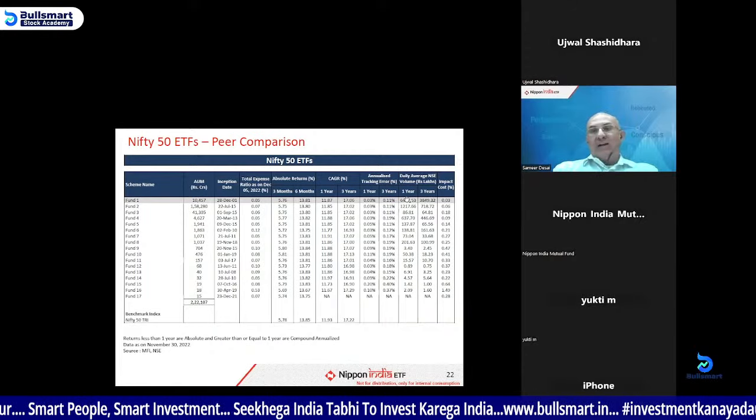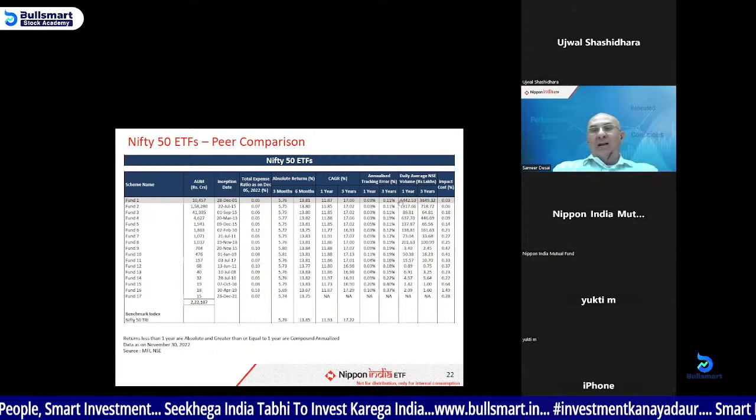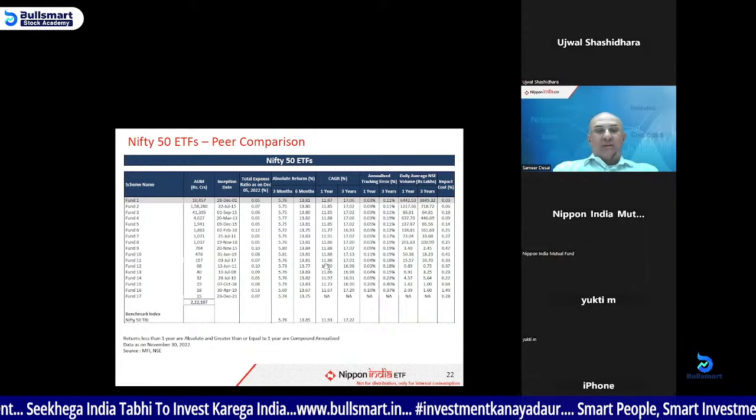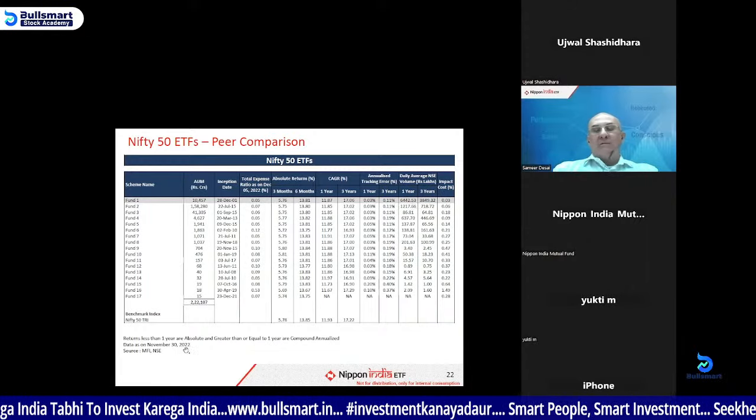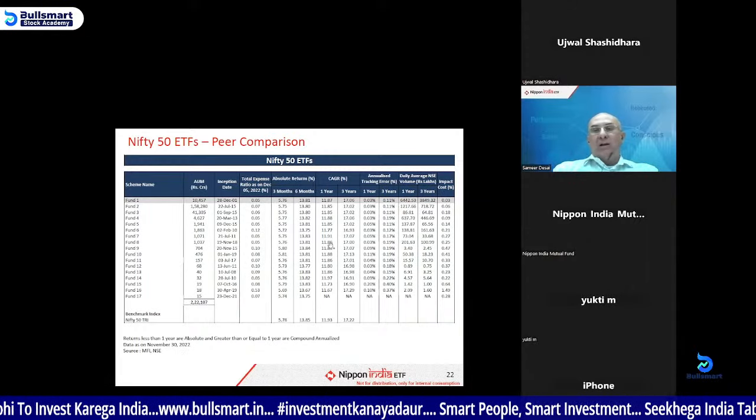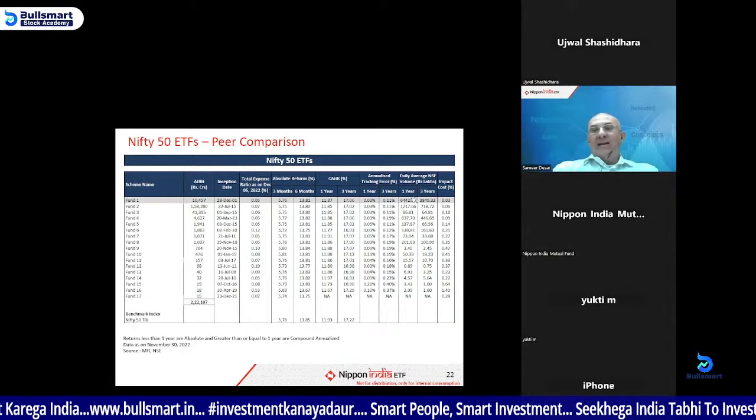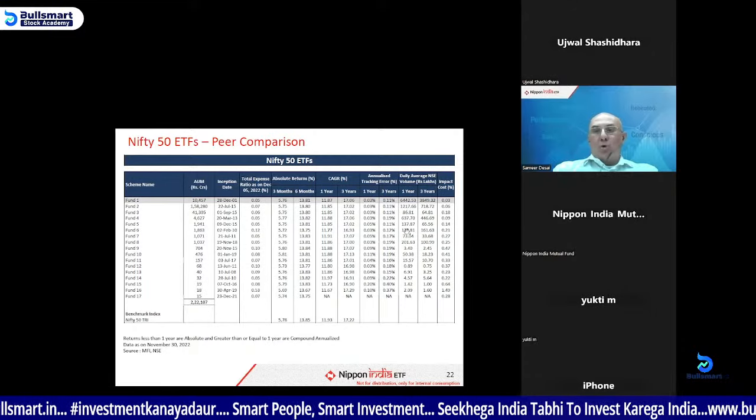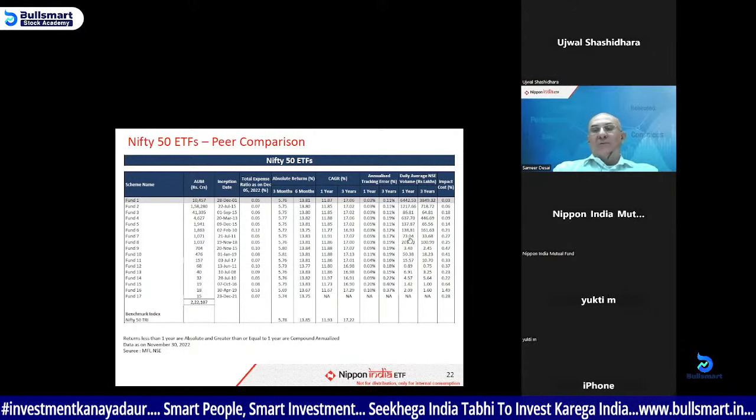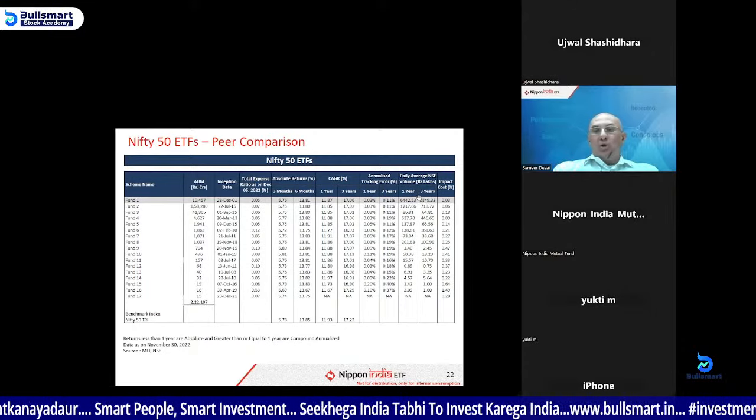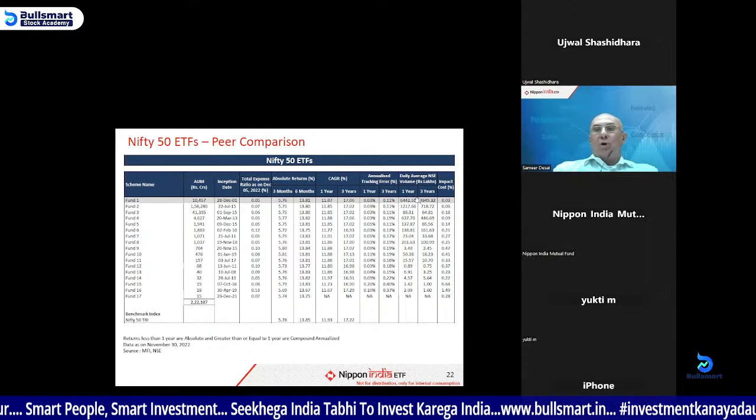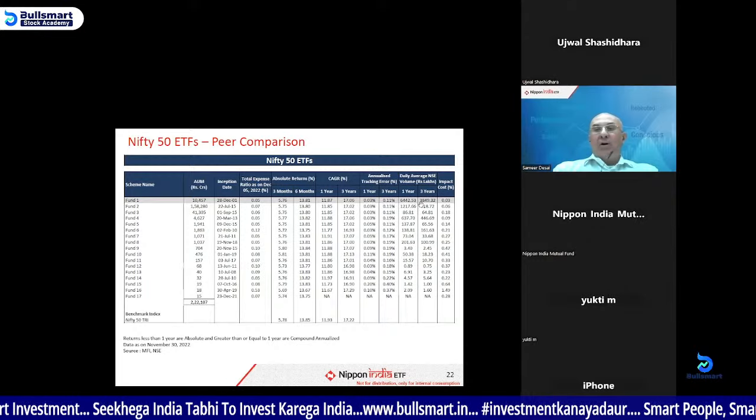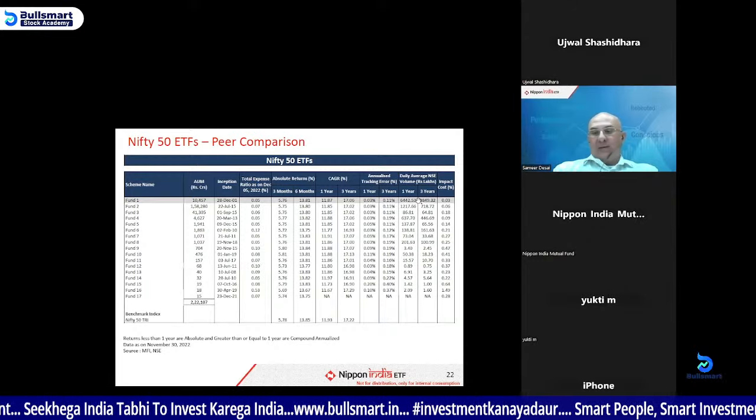Now this particular ETF has a daily average volume of 64 crores over the last 1 year, that is for the time period ended November 30th, 2022. And the second highest Nifty 50 ETF has a volume which is much lower. And some of the other Nifty 50 ETFs have very low volumes. So daily average volume in the ETF is a very critical parameter for ETF selection.